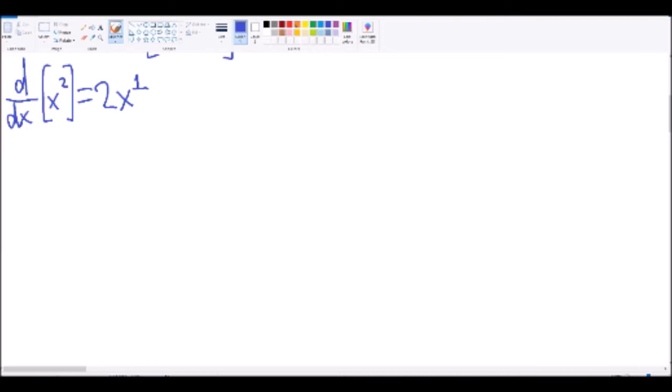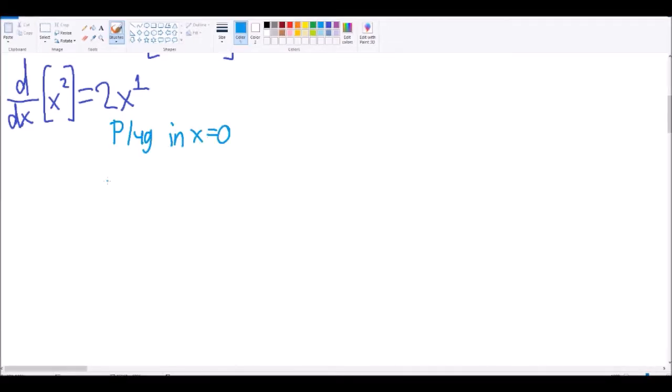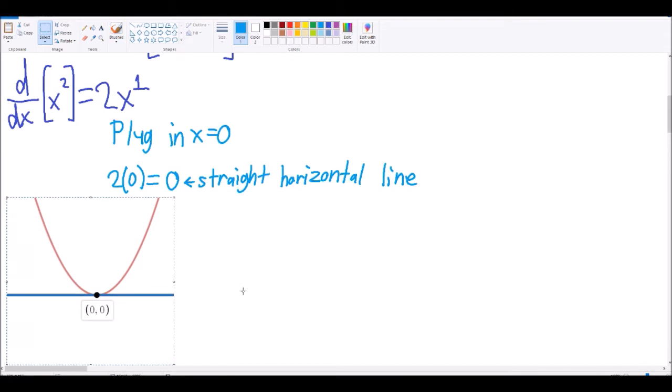Cool, right? And remember what the derivative did. We can plug in any x value to get the slope of the tangent line at that point. So if we plug in, say, x equals 0, we get 2 times 0 equals 0. A slope of 0 is a straight horizontal line, which is exactly what we would expect at a vertex.